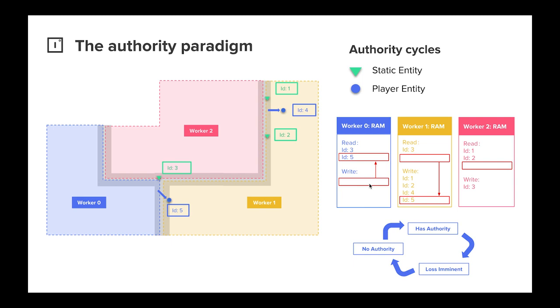So at some point, entity ID number 5 will walk far enough into worker 1's area, and SpatialOS will send both those workers messages. It will tell worker 0, hey, you've just lost authority, so move him back into read access. And it will tell worker 1, hey, that entity you had read access on is now yours to command. So if that's a player entity and input messages are being sent up, SpatialOS will stop routing from worker 0 and start routing those messages to worker 1.